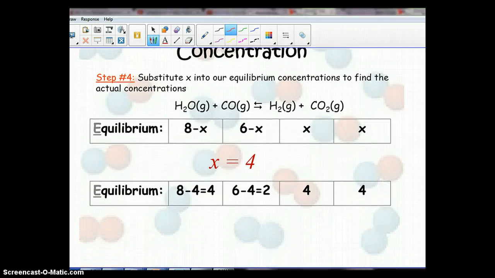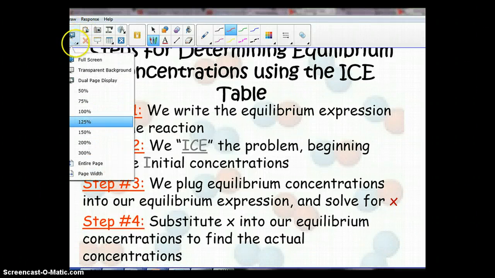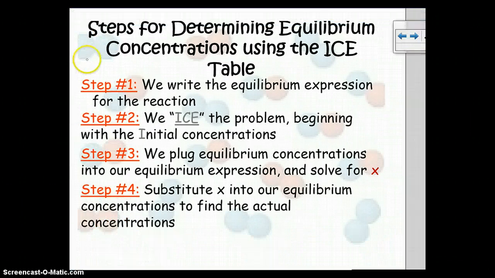Okay, so to do a little recap on all those steps, there were 4 steps to determining the equilibrium concentrations using the ICE table. First, you write the equilibrium expression. Second, use the ICE table beginning with the initial concentrations. Third, plug your equilibrium concentrations into the equilibrium expression and solve for X. And then substitute X into the equilibrium concentrations to find the actual concentrations.